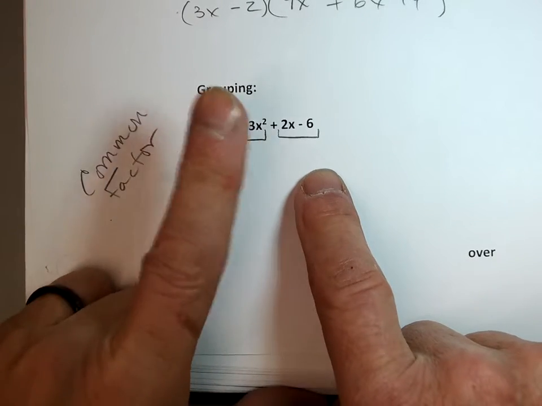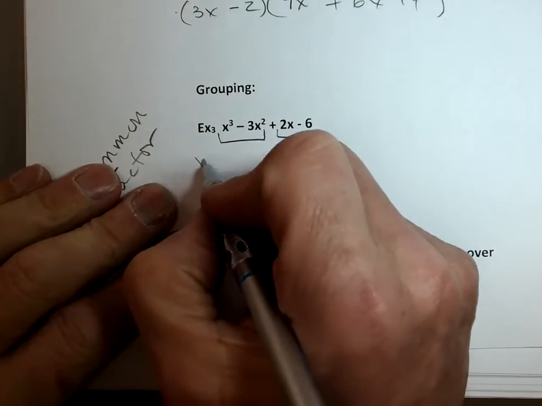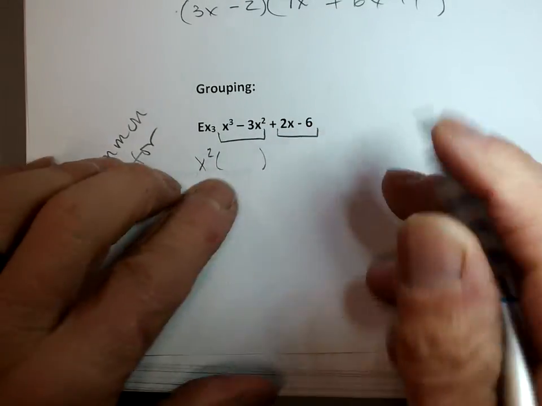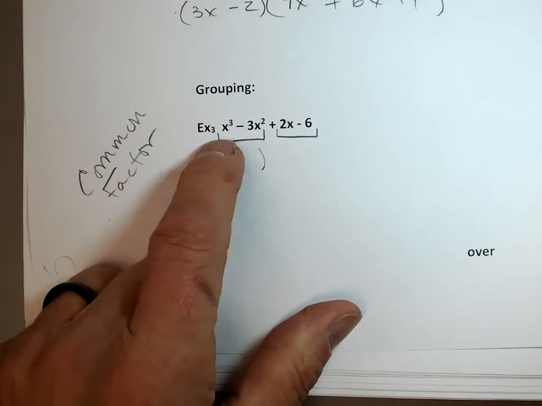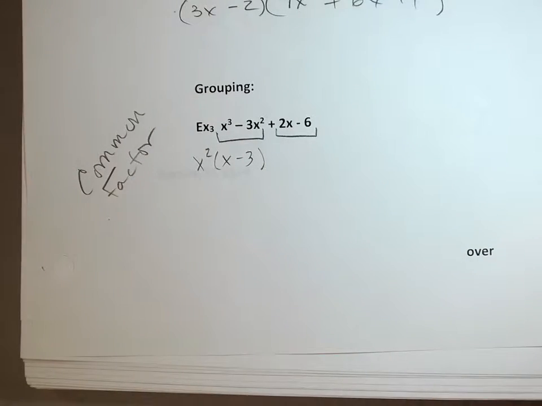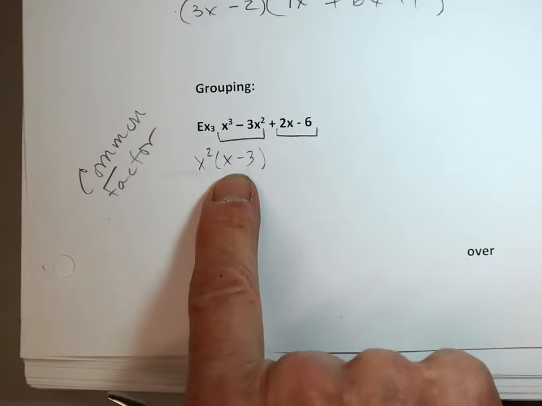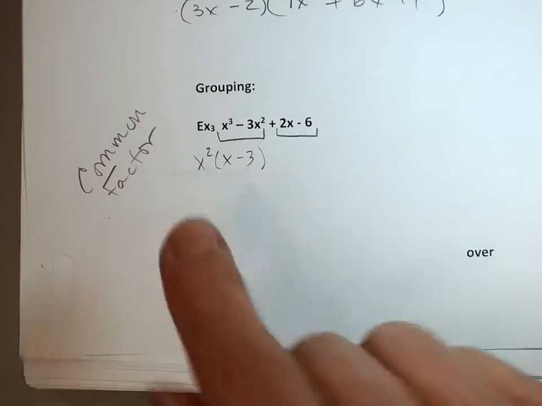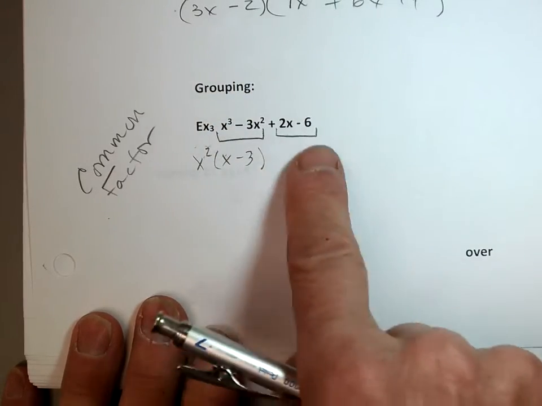So what do these 2 have in common, the first 2? X squared. Let's take out an x squared. If I take out an x squared out of the first 2 terms, what's left over? X minus 3. I'm going to go slowly if you've never seen this. They have an x squared in common. I pair them up, took out the x squared. What's left over? X minus 3. If you're unsure, you can always double check by multiplying through, and sure enough, it works.